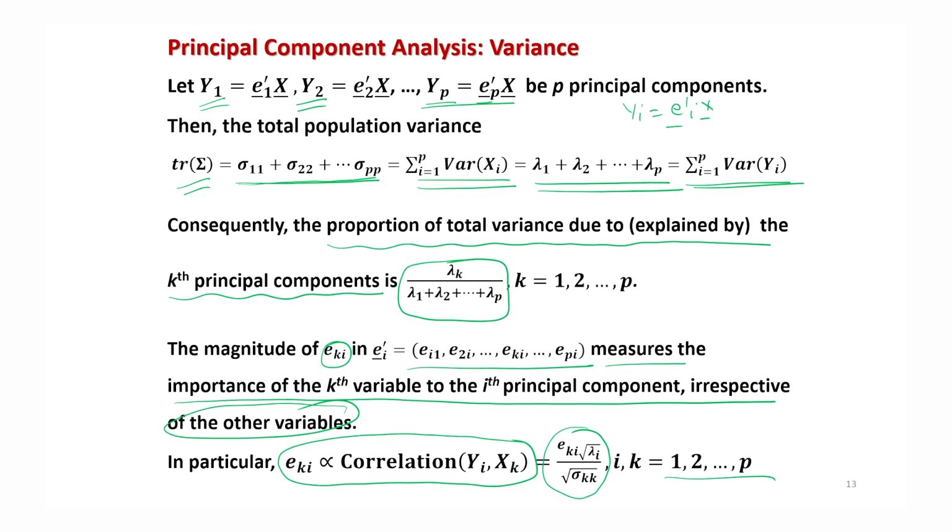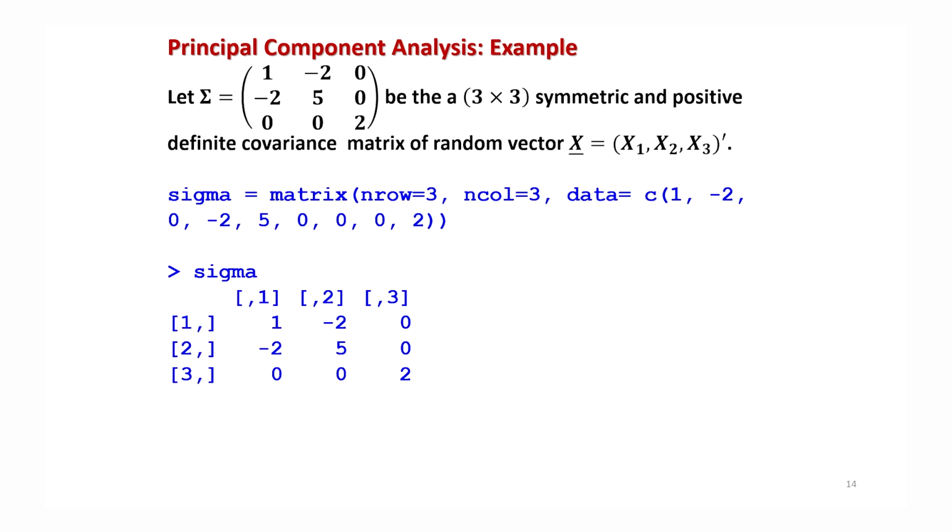So you can see what you are trying to do. You have lambda 1, lambda 2, lambda p, which may have different values. So you are trying to say what is the proportion contributed by each of these lambda i, and this can be obtained as the individual lambda divided by the total of the lambdas, right.